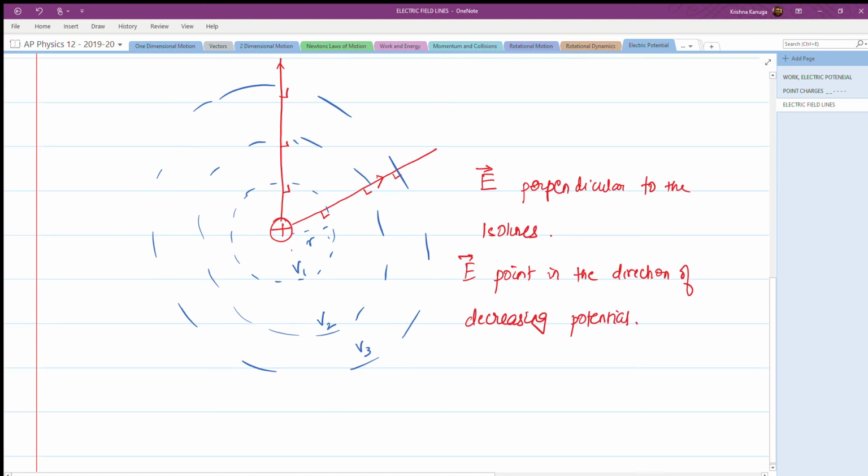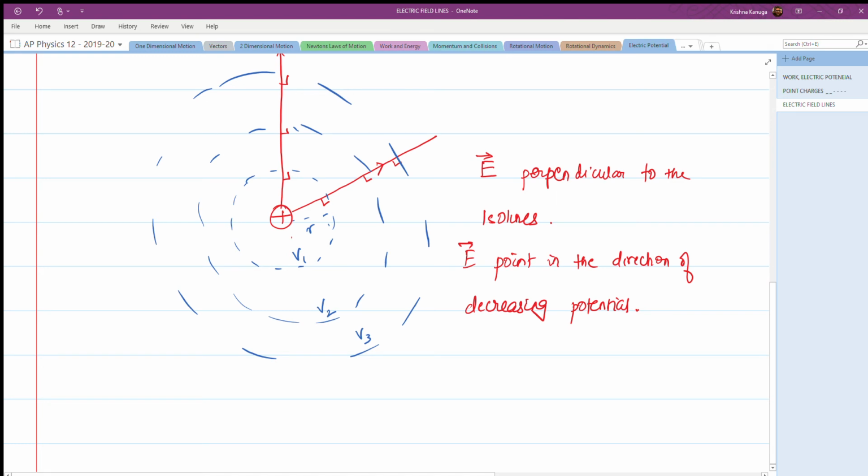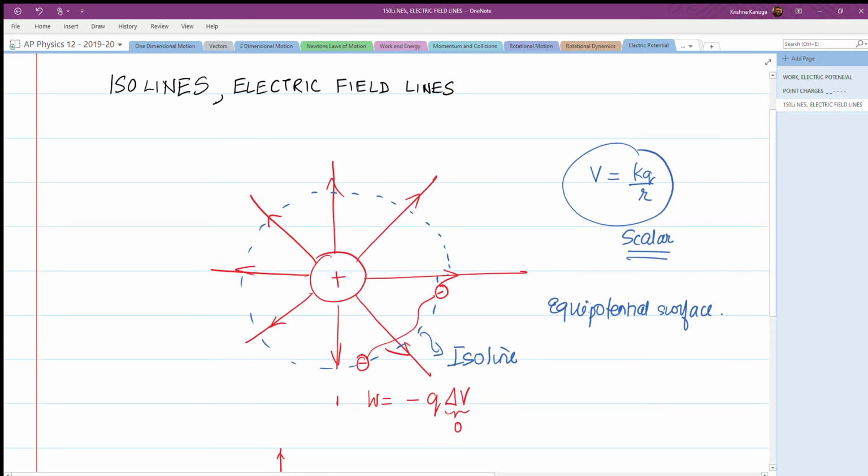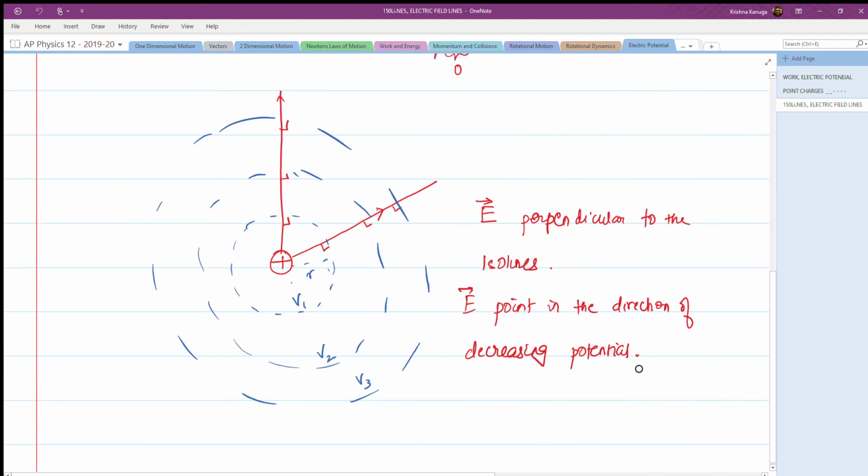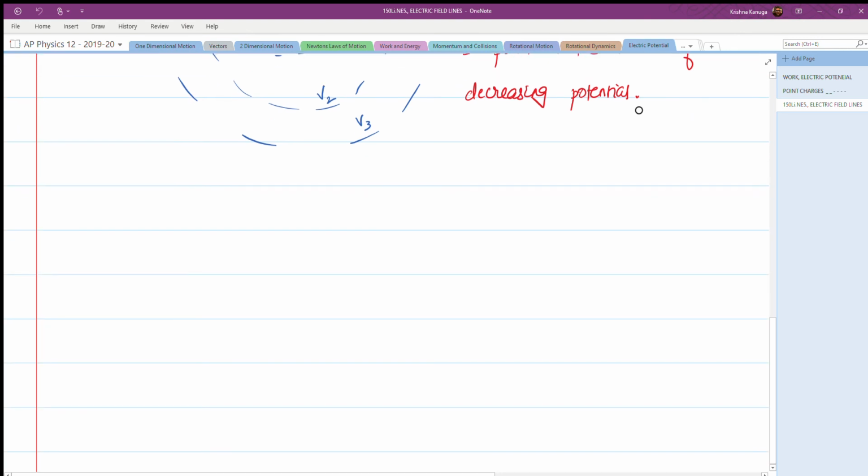Okay, so we understand these ideas as well. What we need to know here is, first of all, what are isolines? Isolines are lines where the potential is constant. It does not change. In the case of a positive charge, the isolines would be circles around the positive charge, with the charge being at the center. Electric field lines are perpendicular to the isolines, and they will point in the direction of decreasing potential. Using all these ideas, we can do a bunch of little things.